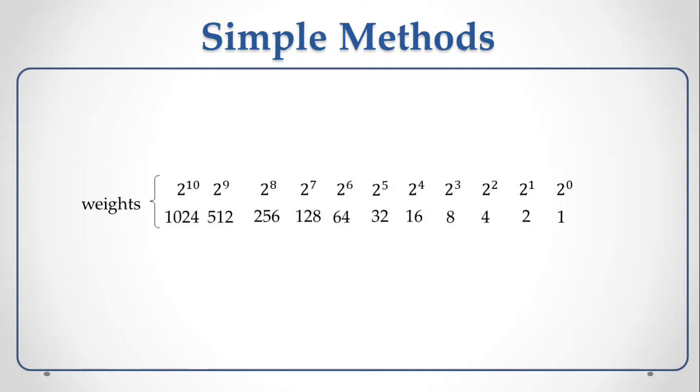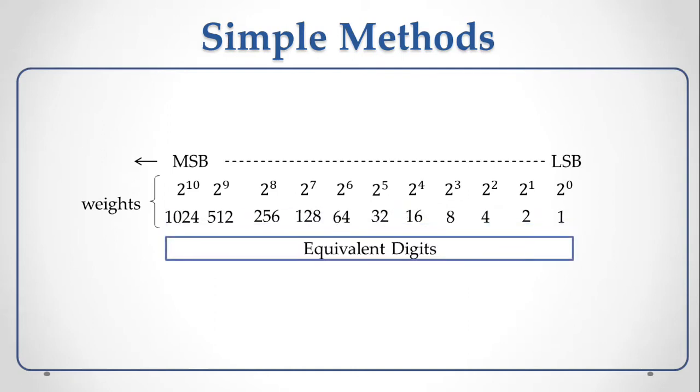To convert a number from one number system to another using a simple method, first we need to represent the numbers by their weights, which is 2 power n, from the least significant bit to the most significant bit, starting with 2 power 0 as 1, 2 power 1 resulting in 2, 2 power 2 resulting in 4, and so on. 2 power 10 would result in 1024. Considering only the logic ones with respect to these weights, they are represented as equivalent digits. Hence, we can convert from one number system to another.